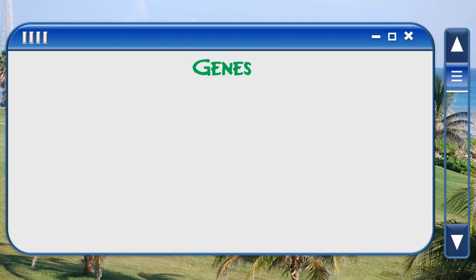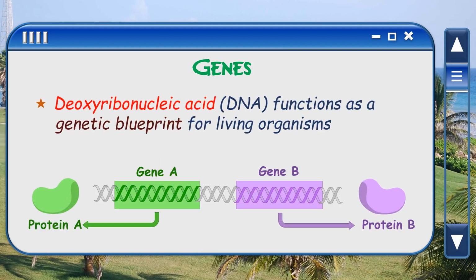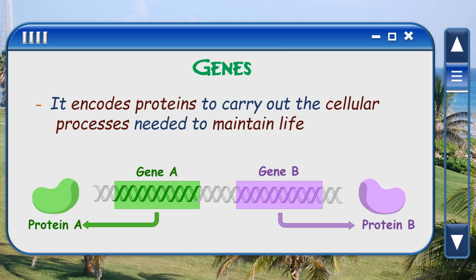Let's look at the genes. We start with the genes. Deoxyribonucleic acid, which is DNA, functions as a genetic blueprint for living organisms. DNA is the genetic print of living organisms. It means that it is the one that encodes for the proteins. It is the one that makes up the genes, which encode for the proteins. It encodes proteins to carry out cellular processes needed to maintain life. A gene encodes proteins to carry out cellular processes needed to maintain life.